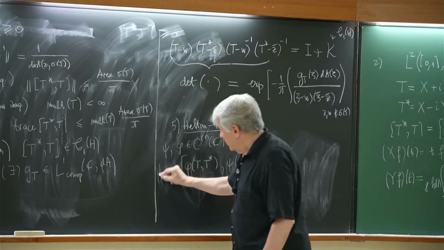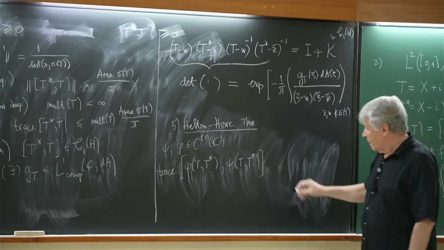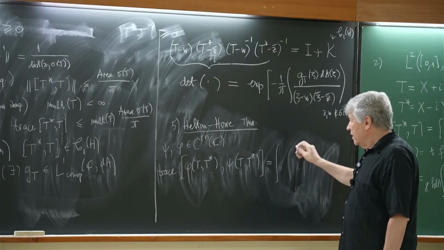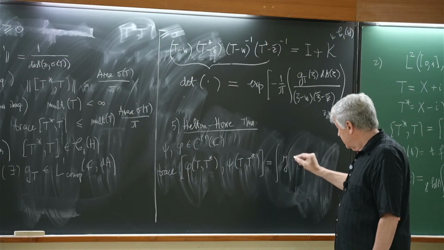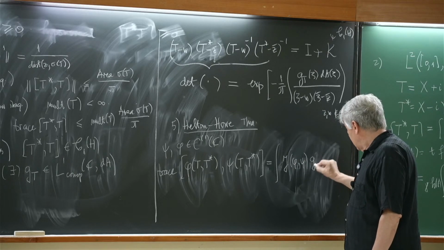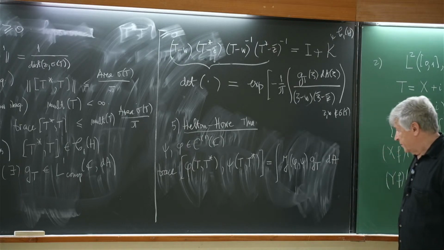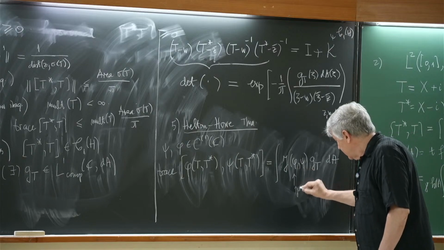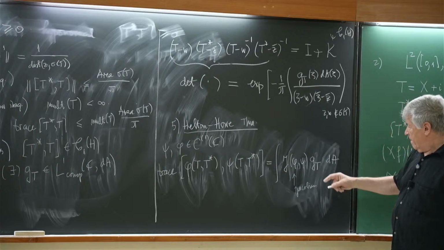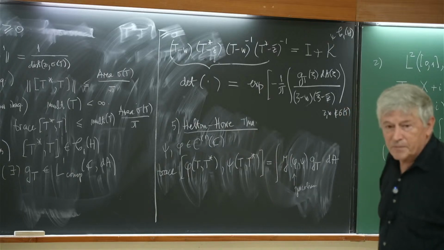This will be, the commutator will be trace class, and this will be equal to the integral of the Jacobian of the two functions times g of t, the area. So this is the Jacobian. And this is the analog of the Lifshitz formula.